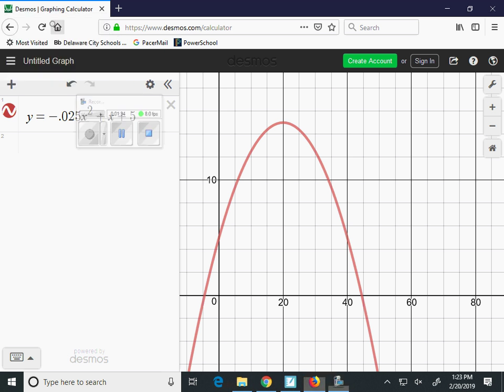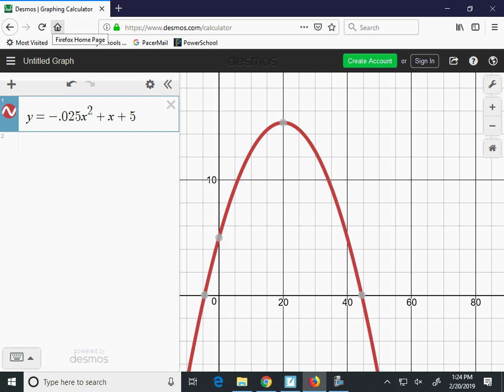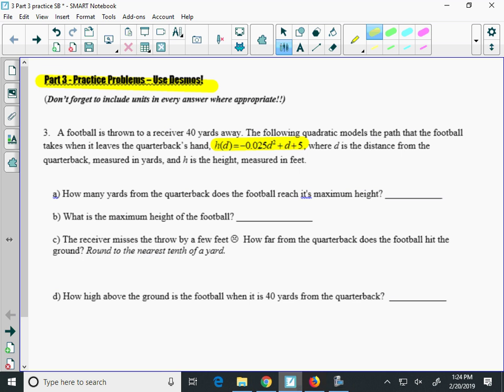All right, so we are looking for the maximum here. So we are going to click on the maximum. And the question is asking how many yards from the quarterback does it reach its maximum height. So we're looking for the x value, that's the distance, which would be 20 yards. All right, so here we go. We're at 20 yards. That would be the distance away.